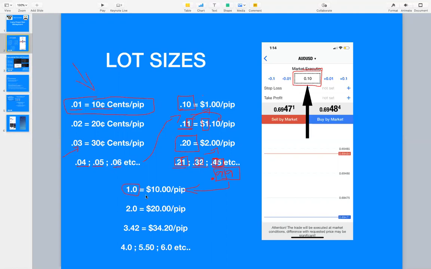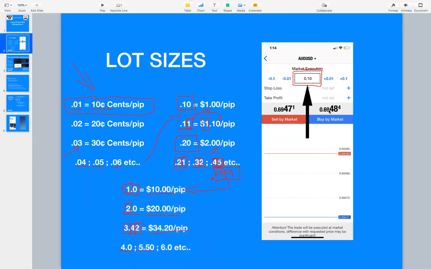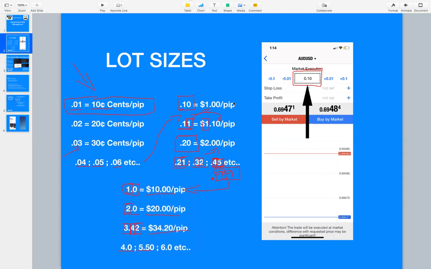Now, 1.0 is $10 per pip. 2.0, $20 per pip. Now, if the first number, the whole number, is a $10 increment, 3 would then make it 30. This is the dollar, $34. This is the cents, $34.20. $40, $55, $60. Oh, sorry, I right clicked there. $60. Oh, let's take that back. Maybe I can't. Oh, perfect. Cool.